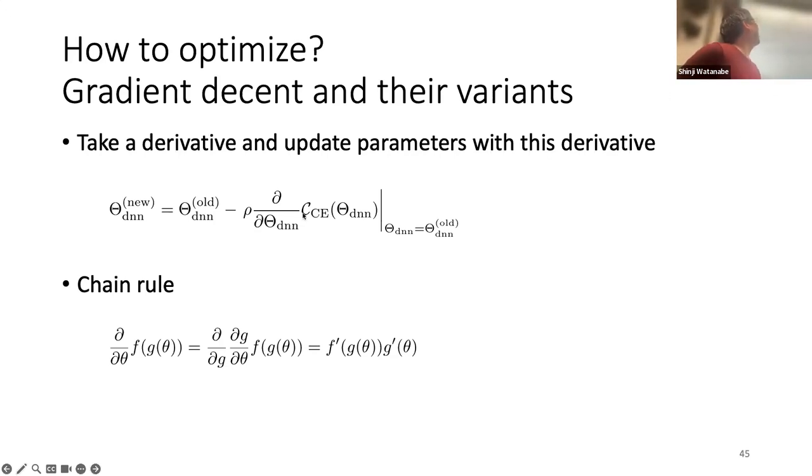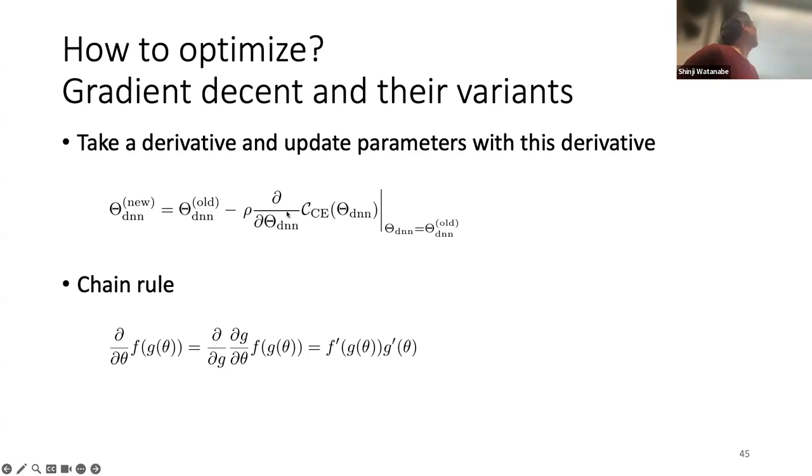This is the final loss function, cross entropy. Then we take the derivative in terms of all the parameters, and then update the new parameters from the old ones. So this is the basic gradient descent. And we already introduced it in the CTC part, where this cross entropy loss function is replaced with the CTC loss function and so on.